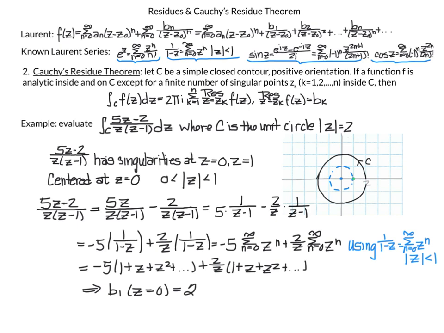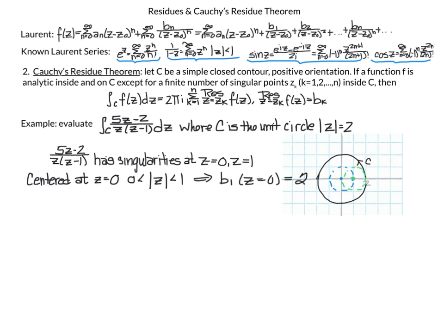In our previous example, we just multiplied b1 times 2 pi i, but we can't do that in this example because we have more than one singularity. Now we need to figure out the residue for z = 1. But first, I'm just going to make my notes for the singularity at z = 0. This is when we had this circle centered at z = 0 of radius 1, and our residue is equal to 2. And now I'm ready to look at my singularity, z = 1.